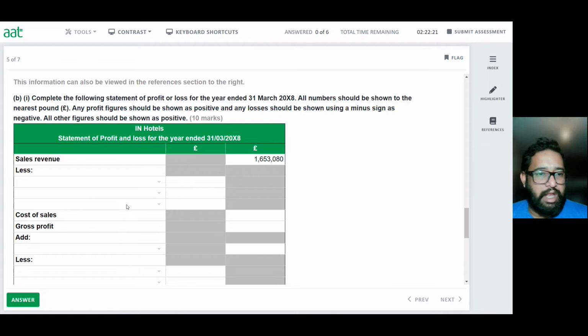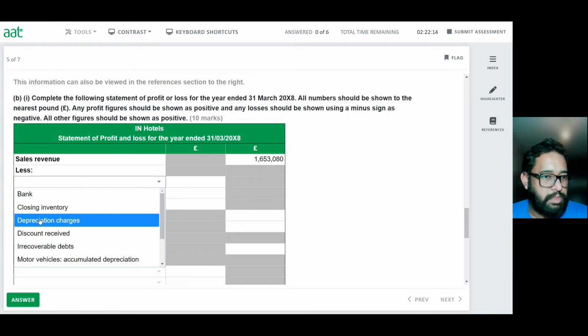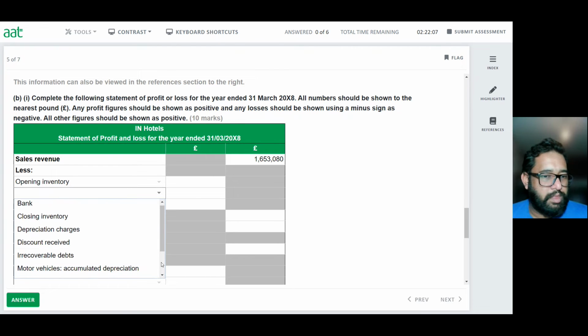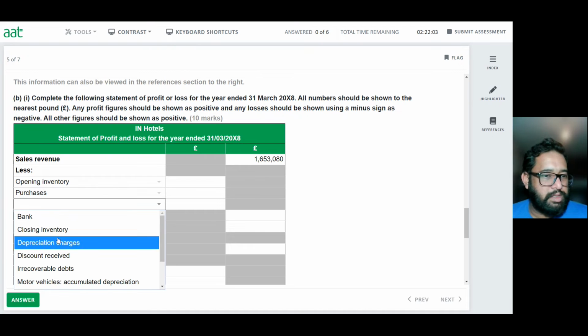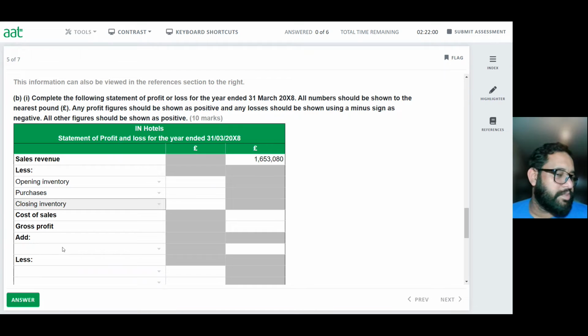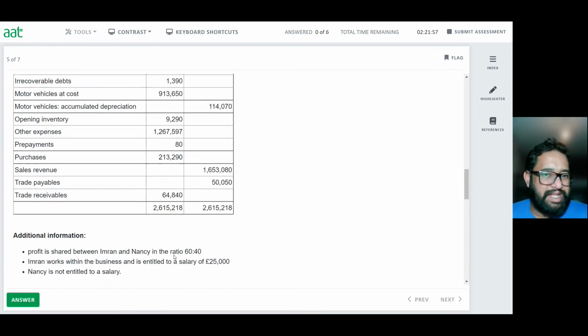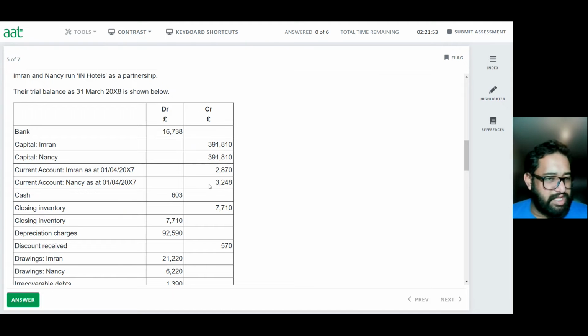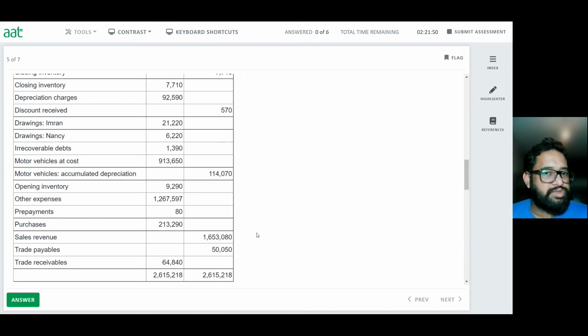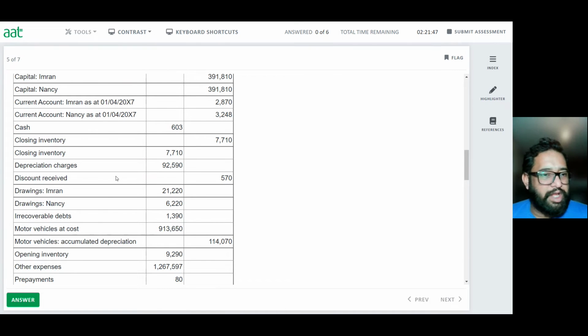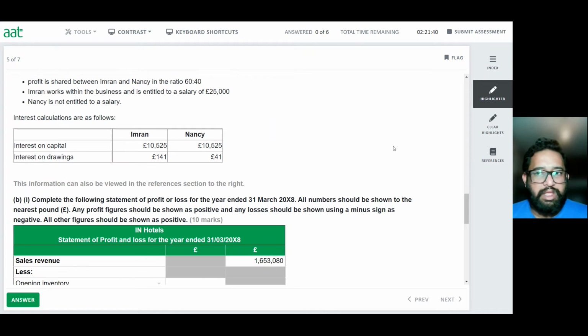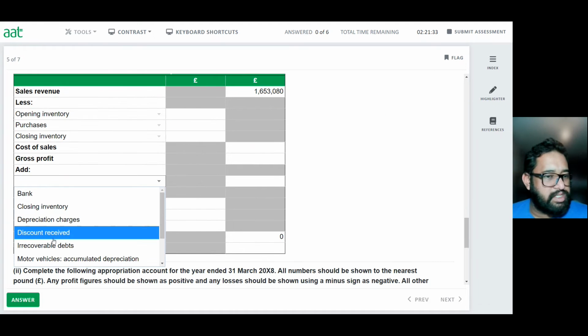So what we'll do is take the highlighter away and start saying what these are for: opening inventory, purchases, closing inventory, and then we have to add anything supposed to be added to the profit and loss statement. So let's see the credit side. Is there any income apart from the sales revenue, because sales revenue has already been put down here? By the look of it, there is one income here, discount received. So I'm going to highlight this quickly. Discount received goes in this box. So I'm going to get rid of that one and say here discount received as my income.